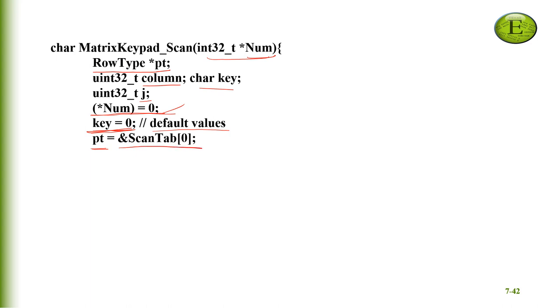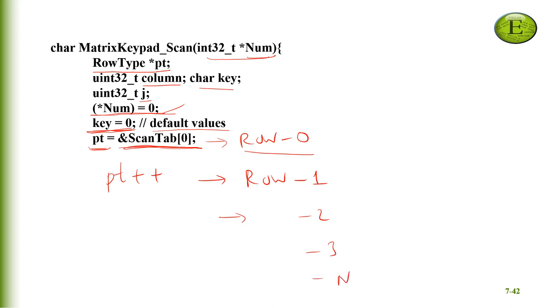So remember, in the previous slide, we looked at the scan table array. It is an array containing the four objects of type row, and we are going to make sure that initially the pointer points to the first object that actually corresponds to row number 0, and that's where we begin our scan. So we're going to begin our scan from row number 0, and later on we are going to increment this pointer, such as pointer plus plus, which will make our program scan row number 1, and then row number 2, row number 3, until we reach the null row. So this is how this program is going to work.